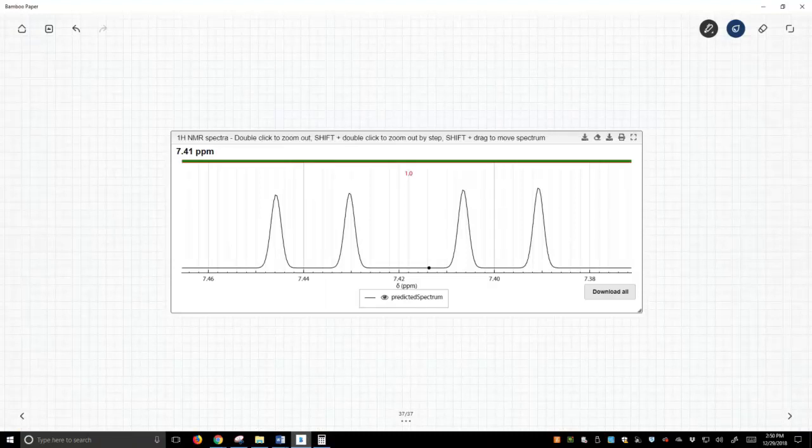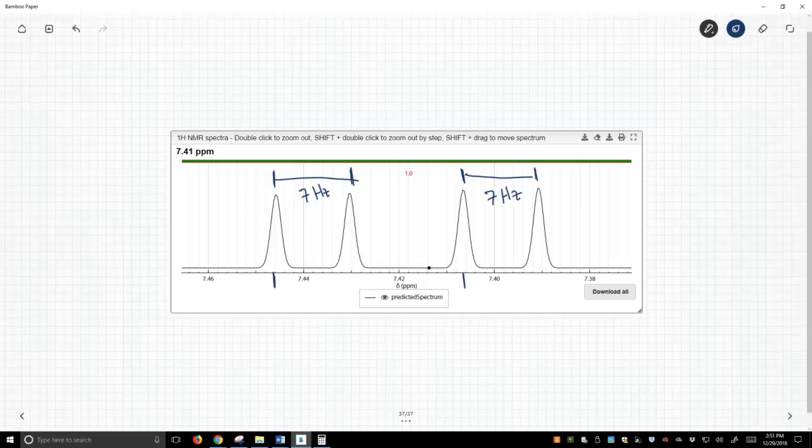If we were to look at this peak more closely, what we'd see is that these peaks here are separated by about 7 hertz. These also have a separation of about 7 hertz. Furthermore, if we keep on looking at it, we'd find that these two peaks have a separation of about 15 hertz. And as it turns out, this is what you call a doublet of doublets. Now, how do you get a doublet of doublets out of this?